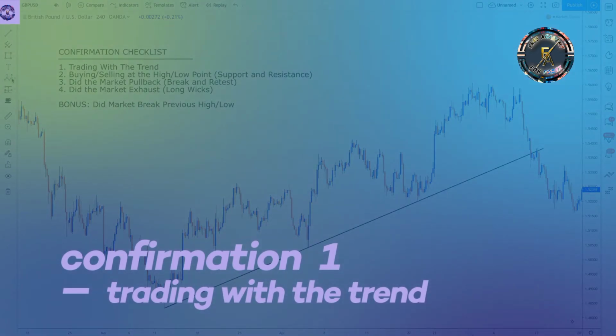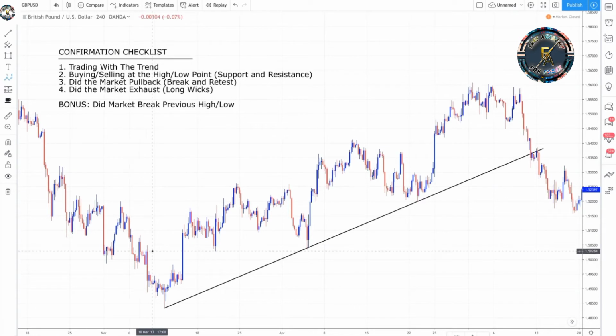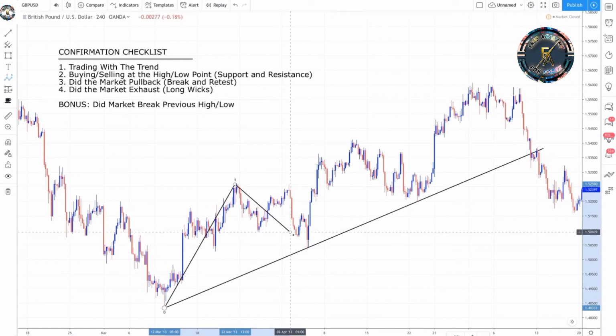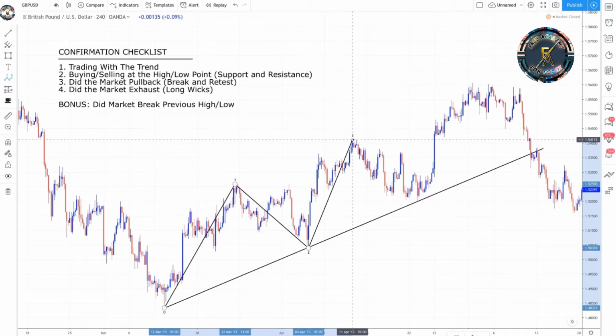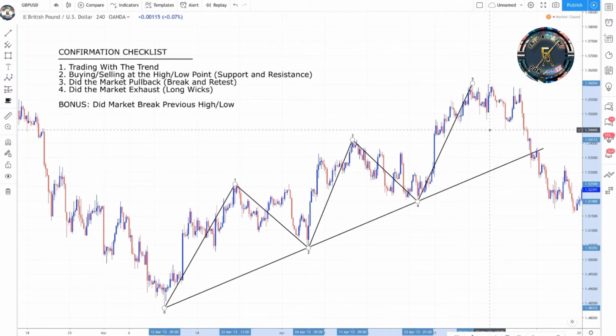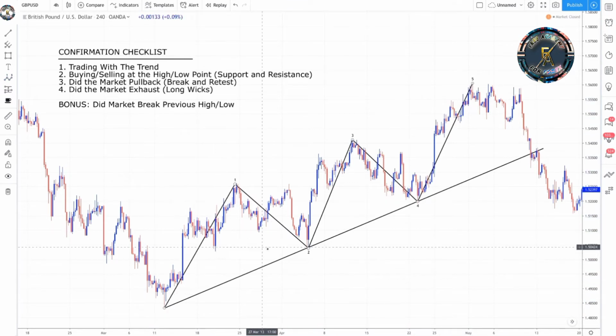As we all know, if the market is in an uptrending manner, we are looking for buying opportunities. So let's take a look at this particular trend. We can see the market starting at a low, running to a high, creating a new higher low, creating a new higher high, creating a new higher low, and then ending it off with a higher high. So we can clearly see that this market is in an uptrending manner.